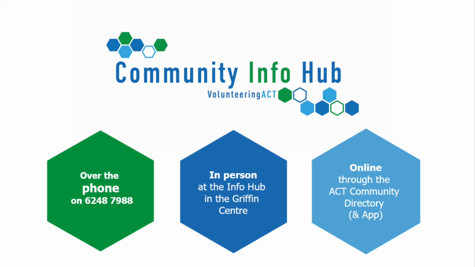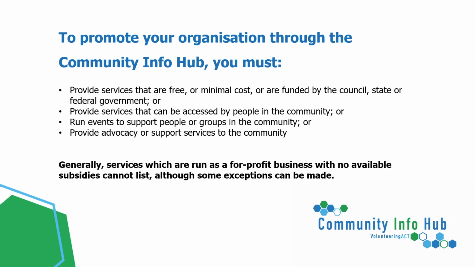Organisations can give us printed materials such as brochures to be displayed at our Info Hub, as well as creating and maintaining their own listings on the online ACT Community Directory. Because the Community Info Hub is focused on providing community information, there are eligibility criteria that you must meet if your organisation is to be promoted through the online community directory or through our Info Hub. Generally, services which are run as a for-profit business with no available subsidies cannot list.